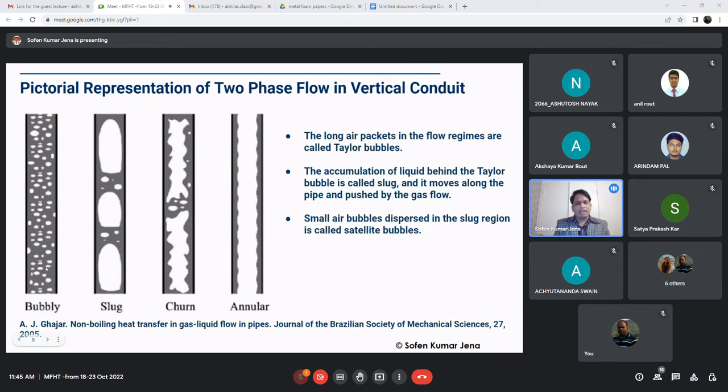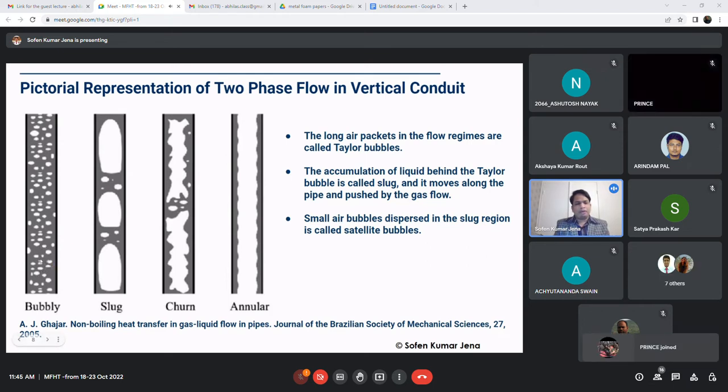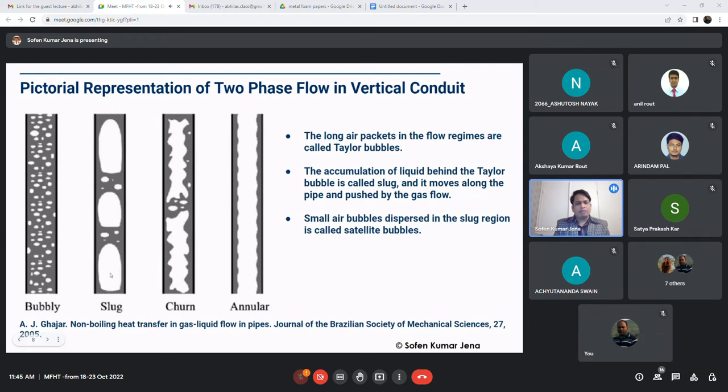Then if you increase the gas velocity, what will happen? These bubbles agglomerate with each other, forming a big bubble. That is called a Taylor bubble, which represents a bullet shaped bubble. Gradually the bullet shaped bubble moves upward, and there are also some small scale bubbles called satellite bubbles. This kind of flow is known as slug flow.